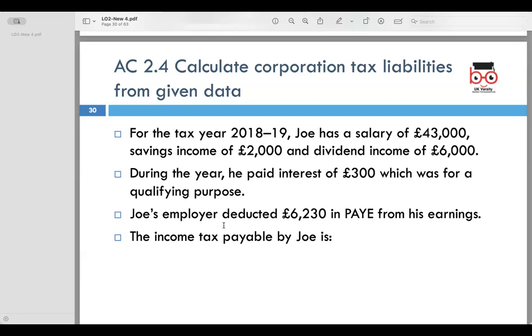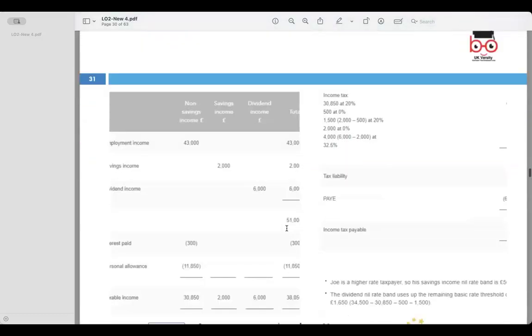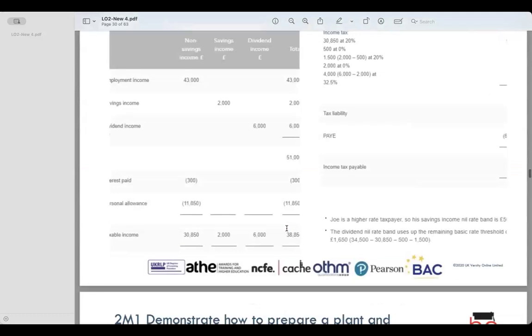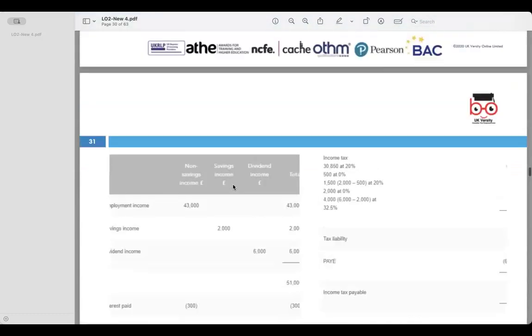So Joe is responsible for paying the following amount of income tax. Here is the calculation: employee income, dividend income, savings income, interest paid, personal allowance, taxable income. So this is basically a pro forma of the tax computation.